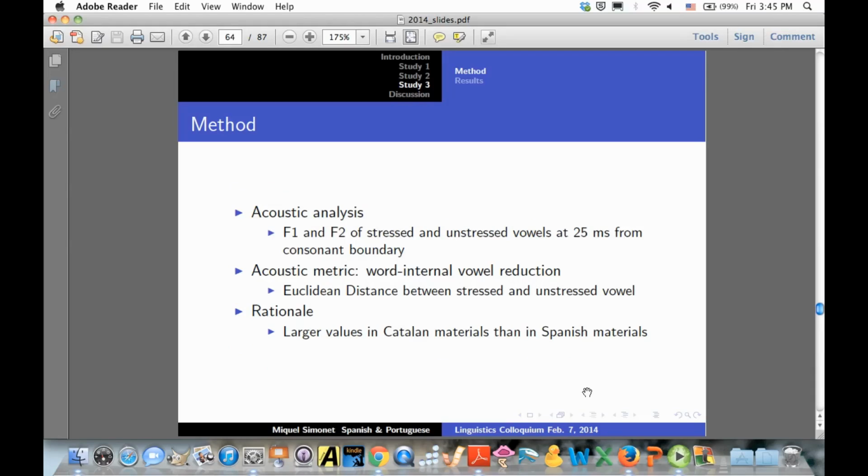Now the analysis is based on the Euclidean distance in F1 and F2 between the stressed and the unstressed vowel, before the L or after the L at 25 milliseconds further away or apart from the boundaries for the L. So that we would have a larger Euclidean distance for Catalan because it has an alternation than for Spanish because it doesn't.